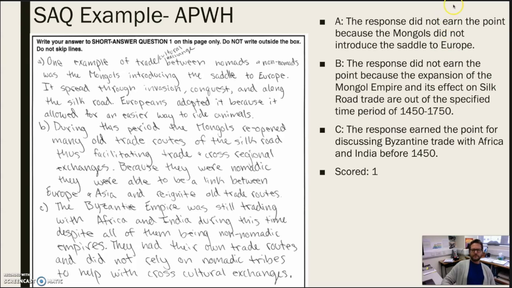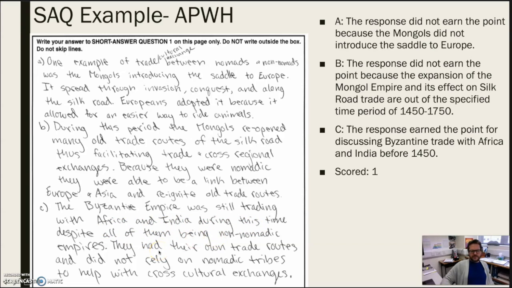All right. So B, during this period, the Mongols reopened many old trade routes in the Silk Road, thus facilitating trade and cross-regional exchanges. Because they were nomadic, they were able to link between Europe and Asia and reignite the trade routes. This response did not earn the point because the expansion of the Mongol Empire and its effect on the Silk Road trade are out of the specified time period. And as I just said at that last slide, you gotta remember, you gotta know what's happening when. And so they didn't get the point because the Mongols were done by 1450. The Byzantine Empire was still trading with Africa and India during this time, despite all of them being non-nomadic empires.